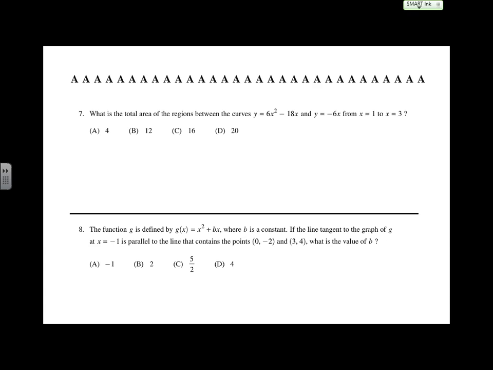Okay, total area between the curves from 1 to 3. Okay, now, they did tell me bounds from 1 to 3. Area, we need to think integration. However, we need to be careful and make sure there aren't any hidden intersections in between 1 and 3. If I want to find area between, I need to make sure there are no intersections where the orientation switches and I get all messed up.